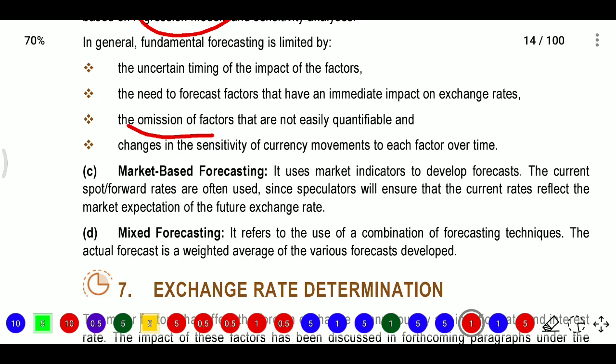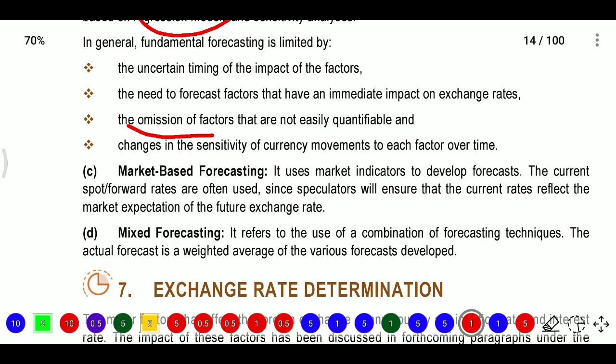For exchange rate forecasting we have four types: technical forecasting, fundamental forecasting, market based forecasting, and mixed forecasting. In technical forecasting, using the historical data we get the future value, whereas fundamental forecasting uses the fundamental relationship between the economic variables and exchange rates. Market based forecasting uses market data, that is the bid rate, the spot rate and the forward rate, and based on that we identify the future rate. Mixed forecasting means we use the average of the above two or three.